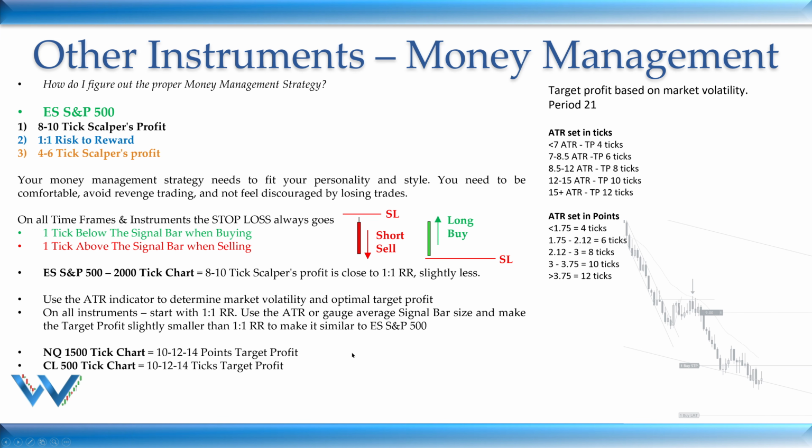And no matter what, your stop loss always goes 1 tick above the signal bar when selling and 1 tick below the signal bar when buying, on every single time frame and instrument you're trading.